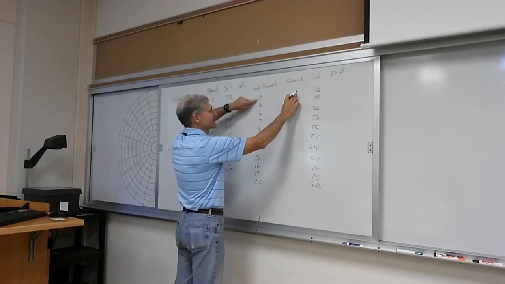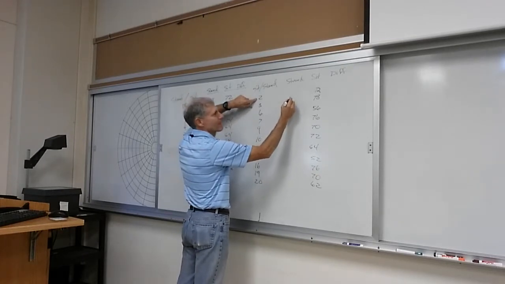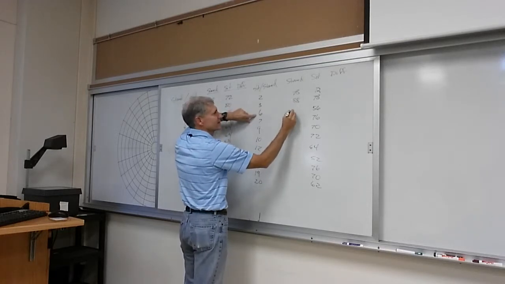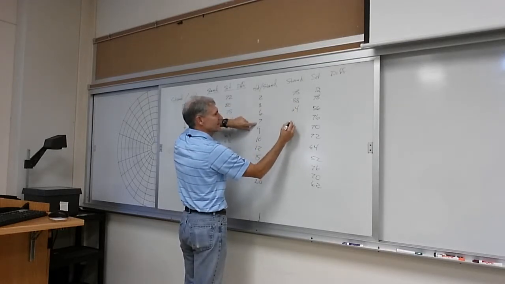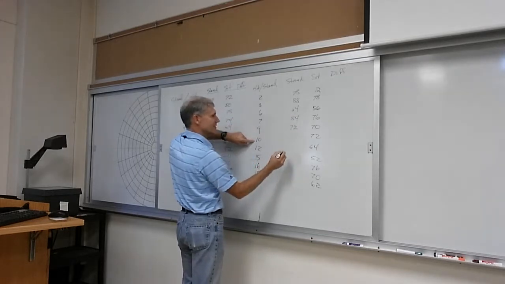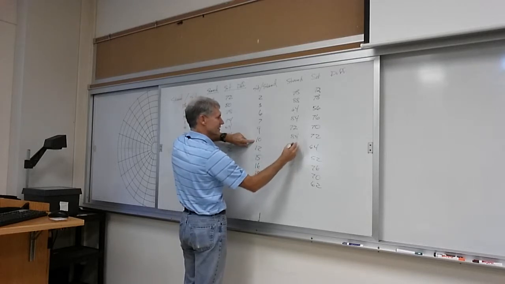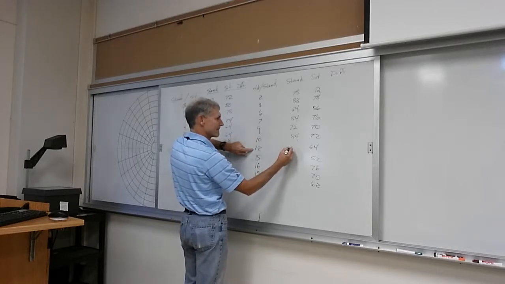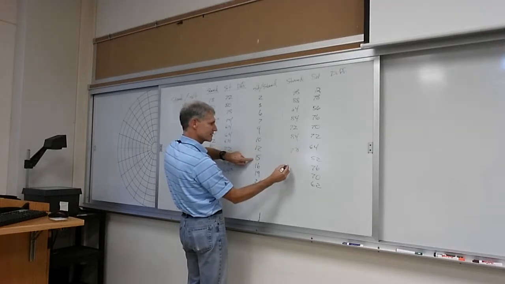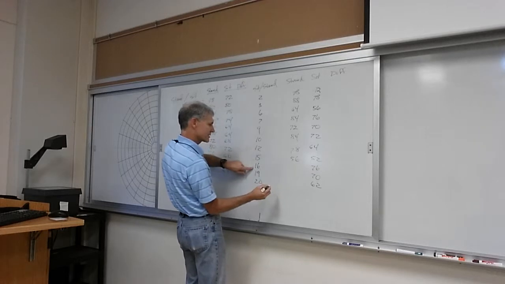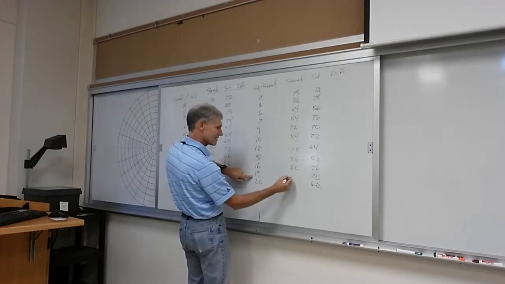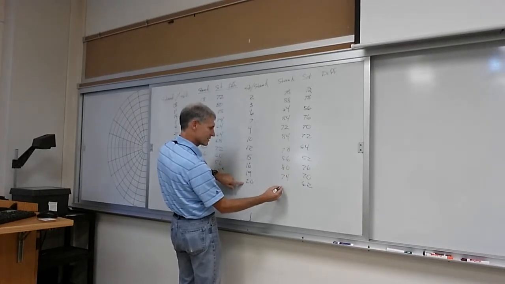Okay, now over here, the standing people. Number 2, 78. Number 3, 88. Number 6, 64. Number 7, 84. Number 9, 72. Number 10, 84. Number 12, 78. Number 15, 56. Number 16, 80. Number 19, 74. And number 20, 78.